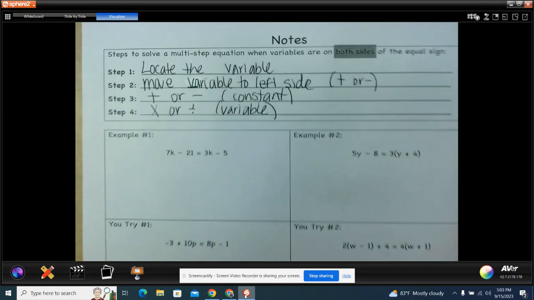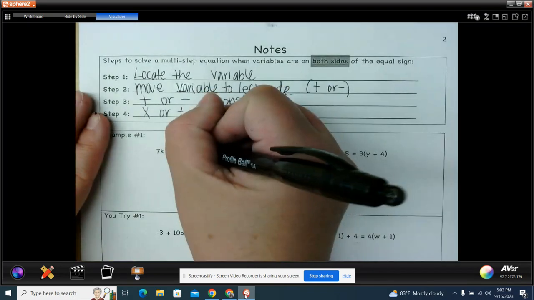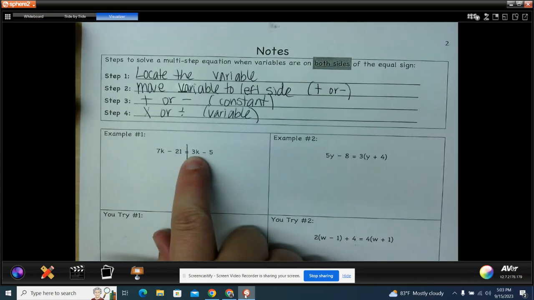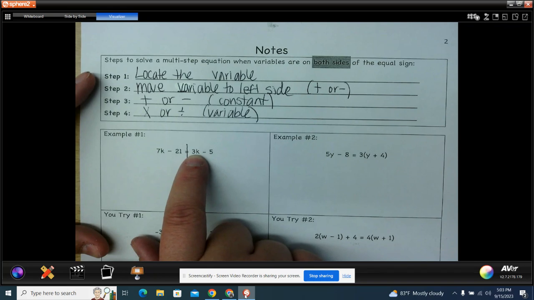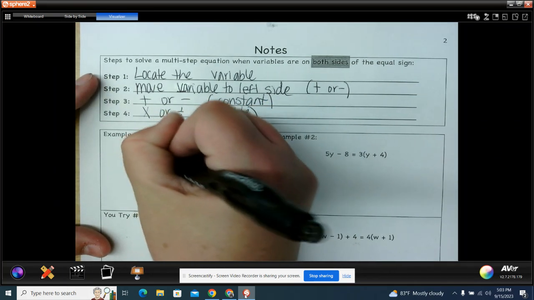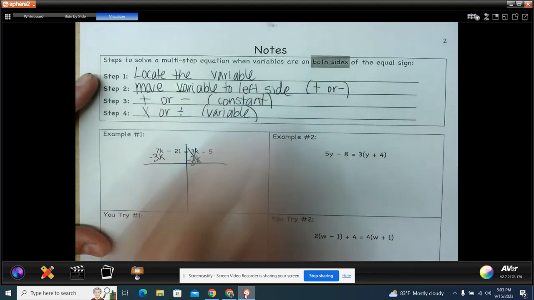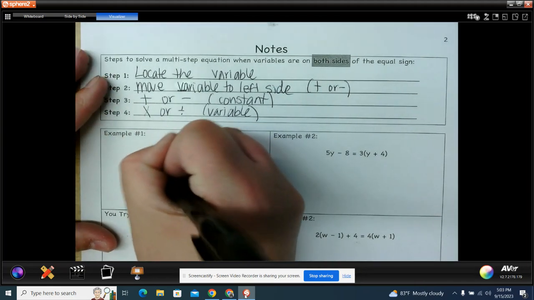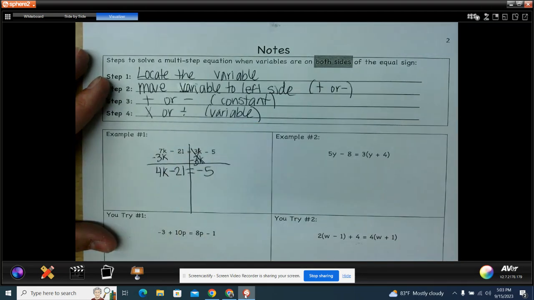So first example is 7k minus 21 equals 3k minus 5. So I'm going to draw my line down the middle. So here's my variable we're moving, which is 3k. So to move it to the other side, we're going to either add or subtract. Since it's positive 3k, we're going to do the opposite, which is minus 3k. So we're going to minus 3k from both sides. That will cancel. 7k minus 3k is 4k. Bring down that minus 21, and then equals negative 5.